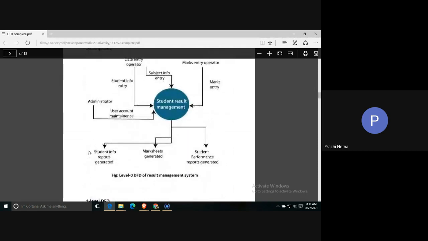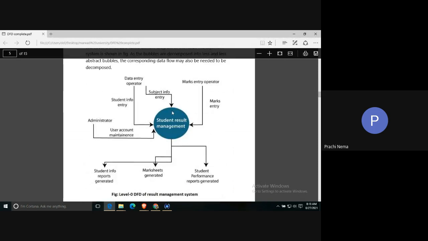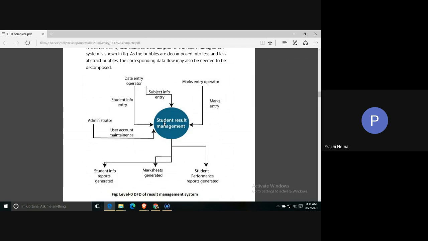Like in this example, see, there is only one process, that is student result management process represented by a circle, and there are no data repository. There are many inputs and outputs, but no data repository and no more than one process. So this is a level 0 DFD. This was a student result management system for which they have drawn a 0 level DFD.